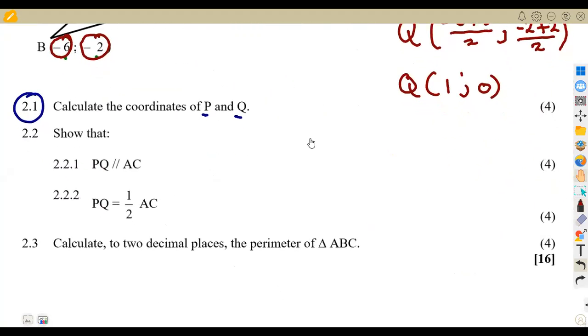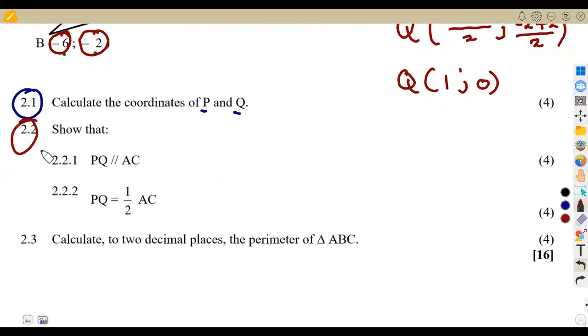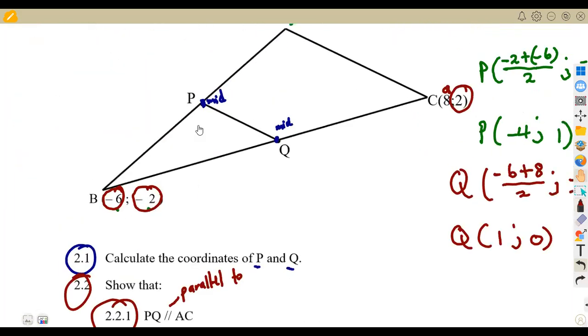Then they're asking us here on question 2.2, show that. To show, it's like you are proving, okay? That is to show, like you're supposed to show the steps until you get that. 2.2.1, PQ is parallel to AC. This one means parallel to. So they're saying PQ is parallel to AC. This is what you're supposed to show, that PQ is parallel to AC.